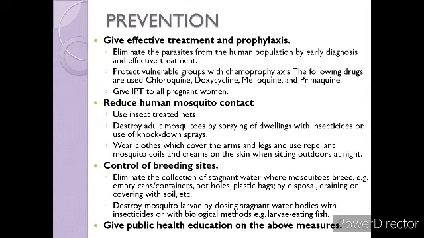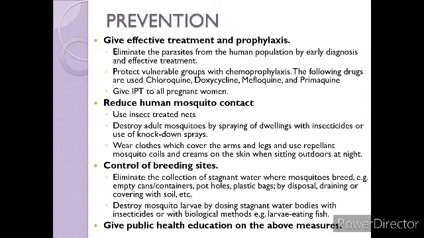So lastly, we can talk about the prevention. How do we prevent malaria? The first one is give effective treatment and prophylaxis. Eliminate parasites from the human population by early treatment and effective treatment. We have talked about the antimalarials we give for effective treatment.